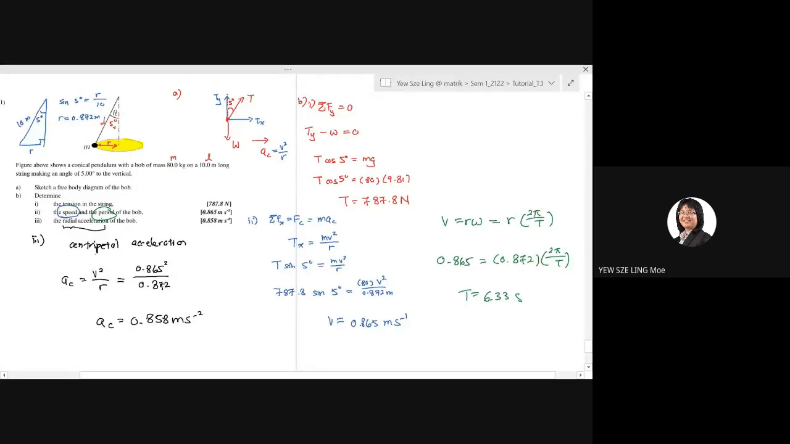That is a typical conical pendulum question, where you need to determine the radius from the length given and the angle given, and then you apply the first law to find the tension, the second law to find the velocity, and so on. All right, a typical conical pendulum question. So with this, we are done with chapter 6. That marks the end of chapter 6.